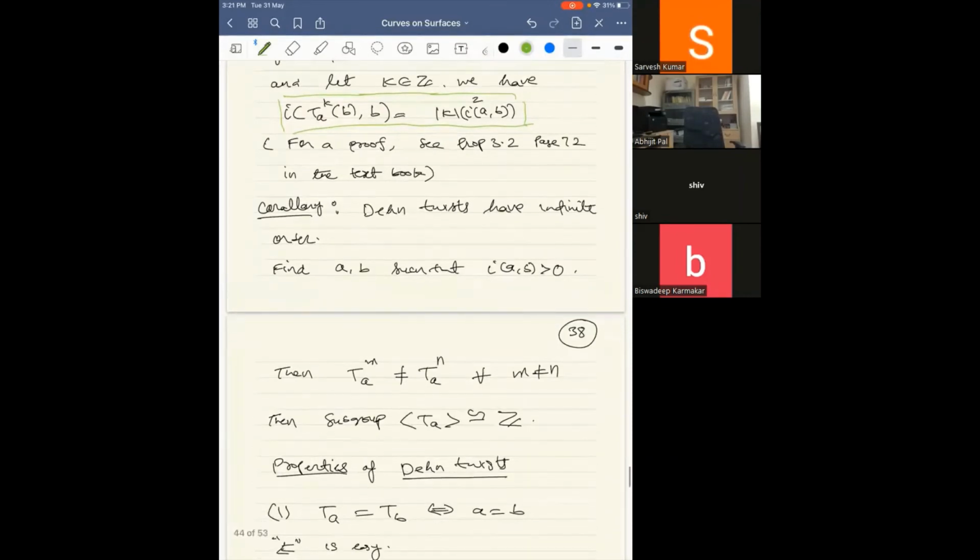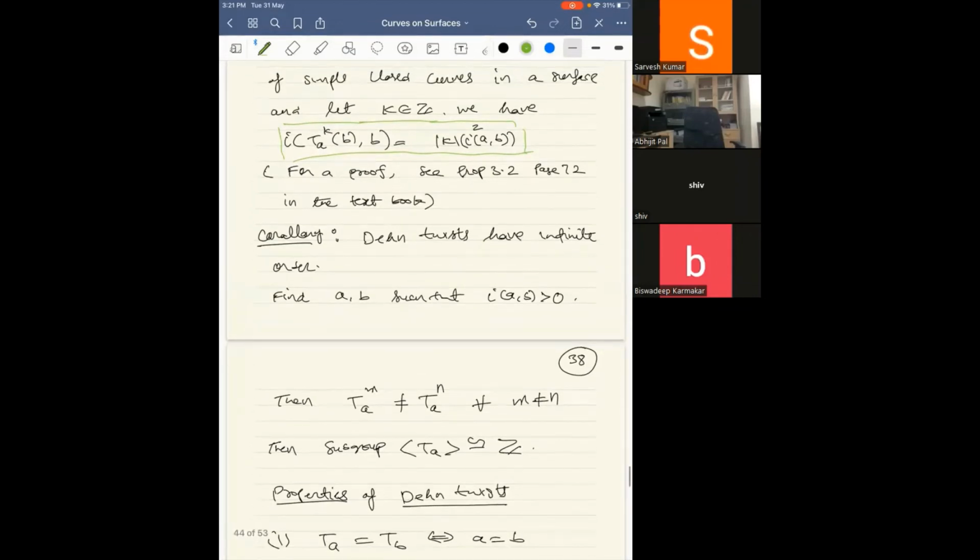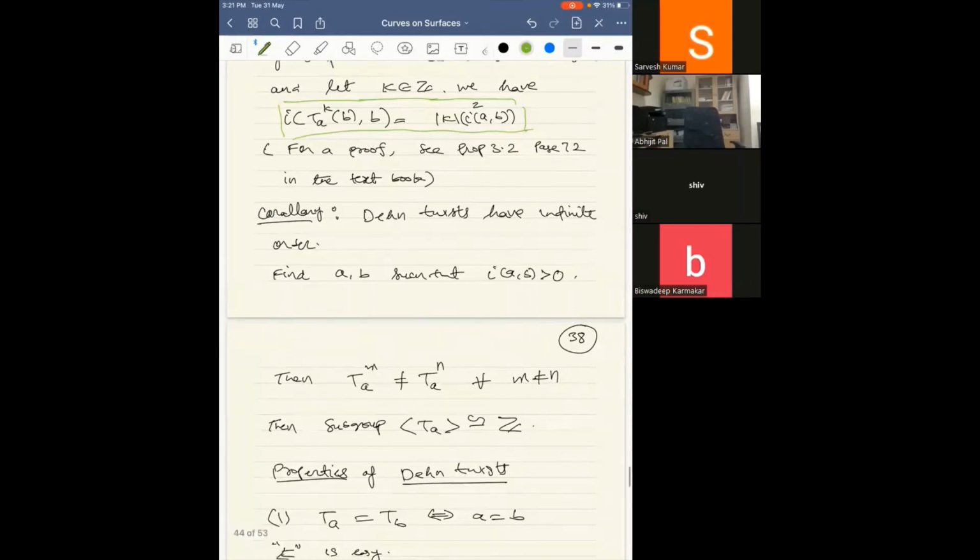So if you look at the subgroup generated by the Dehn twist around a simple closed curve, it will be isomorphic to Z. This is an infinite cyclic group. So now we have at least an infinite order element in the mapping class group. Earlier we were only able to see finite order elements. And you will see that these elements will actually generate the mapping class group. So these are very fundamental elements.